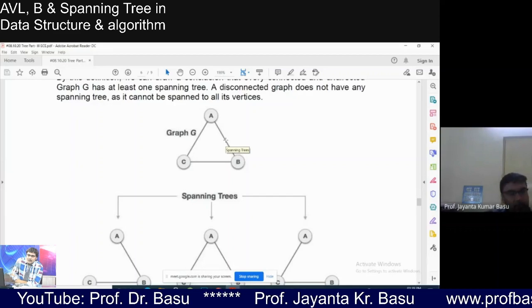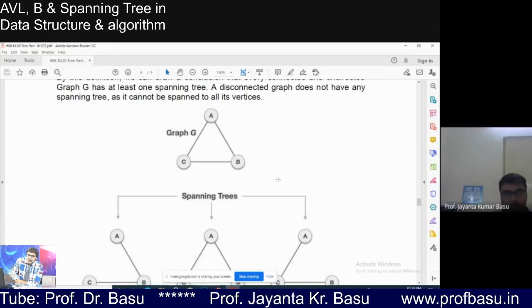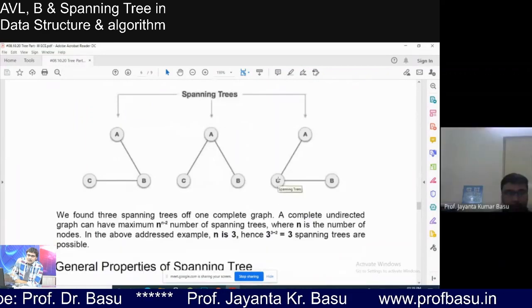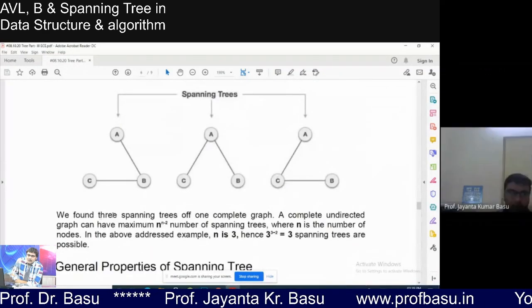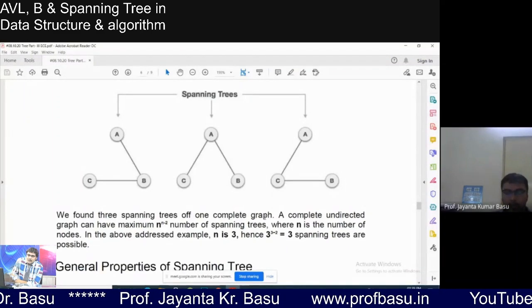Got it? It's very easy. Have you understood? Yes, sir. Understood, sir. We found three spanning trees of one complete graph.